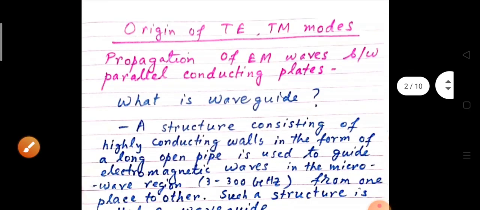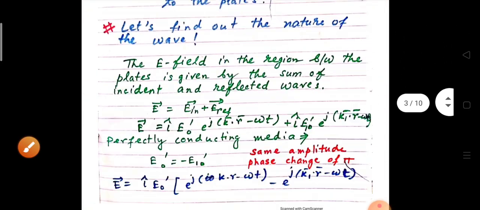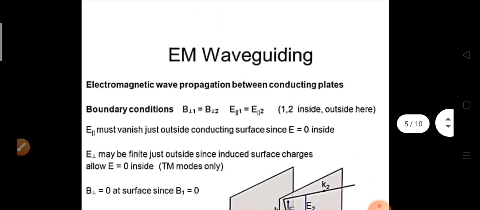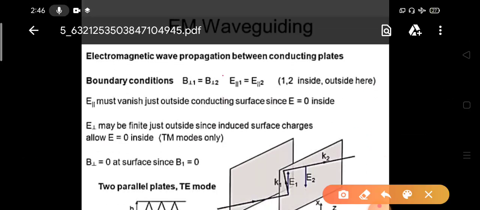So what will be our boundary conditions? The perpendicular component of the magnetic field vector B should be continuous, and the parallel component of the electric field vector should be continuous. The parallel component of the electric field vector should be 0 at the boundary, which I have already told you, and the perpendicular component of the magnetic field vector should also be 0.